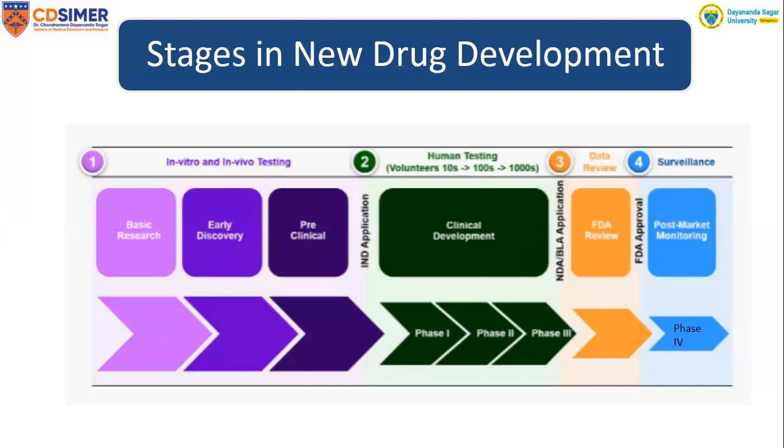If you want to give it orally, then they will synthesize the active pharmaceutical ingredient, API as we call it, in large quantities and ensure that it is stable in the particular formulation. They will add some excipients to make it a good salt so that it is stable in that particular form. Then they will start doing the preclinical studies. Preclinical studies means animal studies.